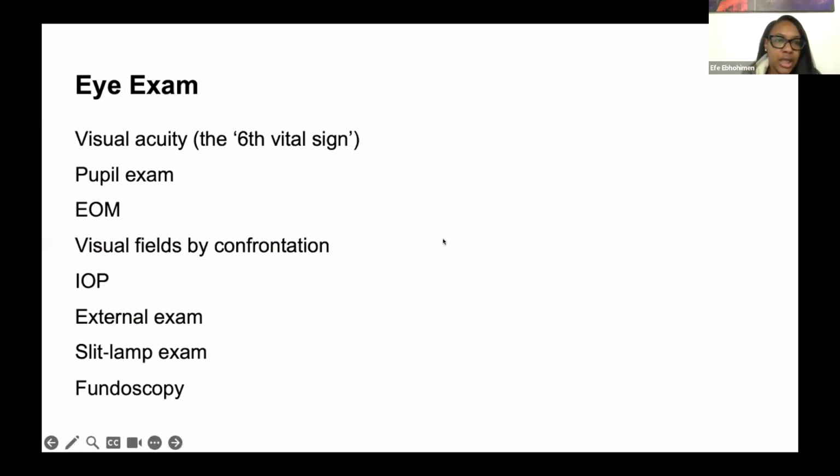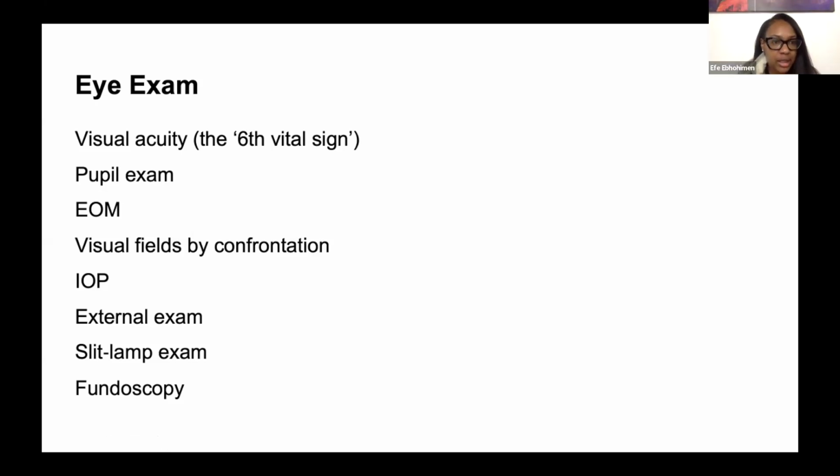Okay, so in addition to getting a good history, you also want to do a great eye exam. And I know sometimes in the ED, what we can do is limited by time and resources, but you want to be thinking about all of these things when you're doing your eye exam. Their visual acuity, also known as the sixth vital sign, is really important. It's good to have a stepwise examination approach. So you want to incorporate all of these parts in your exam. Obviously, the pupillary exam, checking extraocular movements and whether there's pain with extraocular movements, your visual fields by confrontation. I would suggest YouTubing this just to remind yourself of how to actually do this properly.